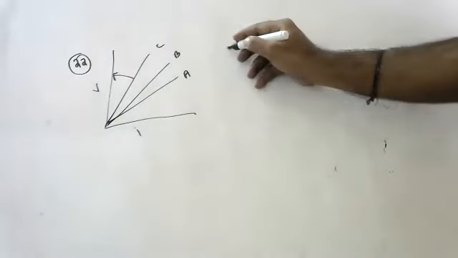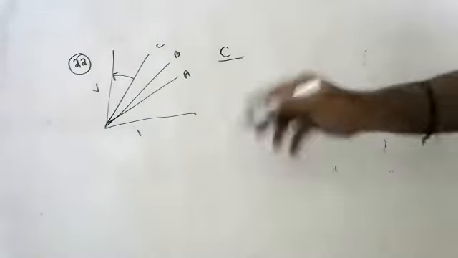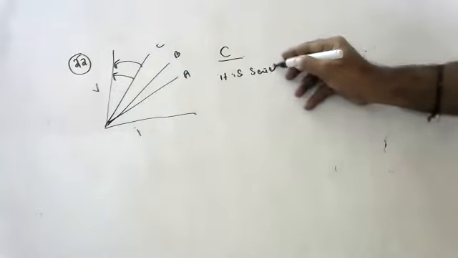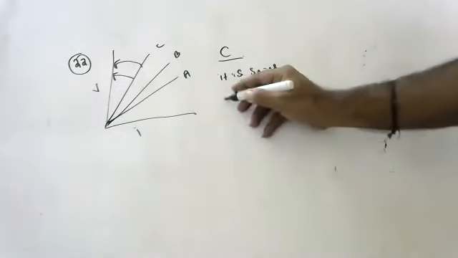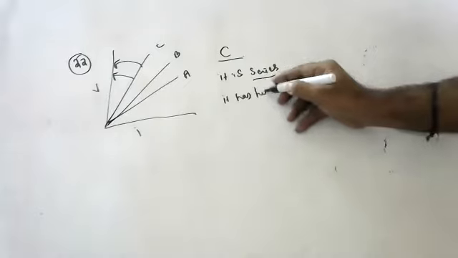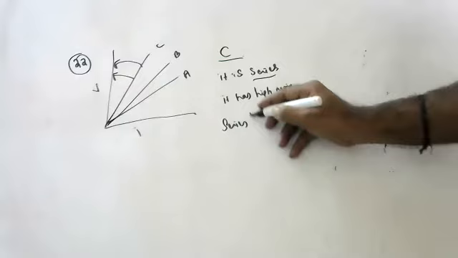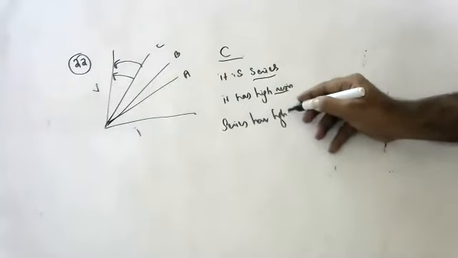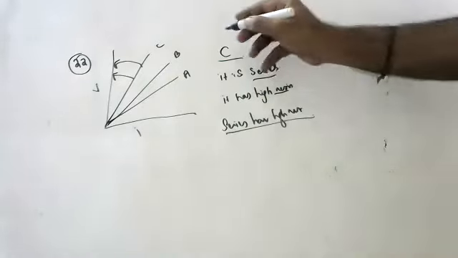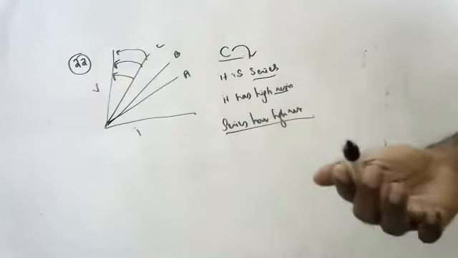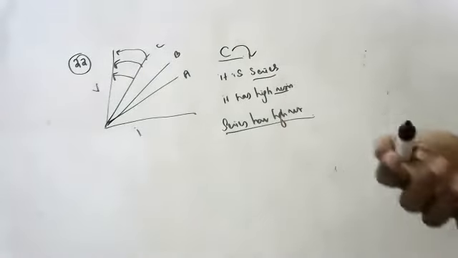So the answer is C, children. Why? Because it is nearer to B, so it is series. Whichever is nearer to B, I told you, has high resistance. C has high resistance. Normally, series has high resistance. So C is the answer, children. In series, resistance will become more. In parallel, less. Series more, parallel less.